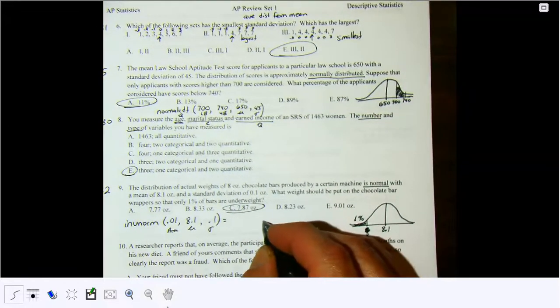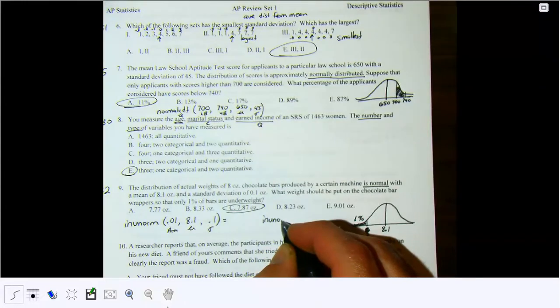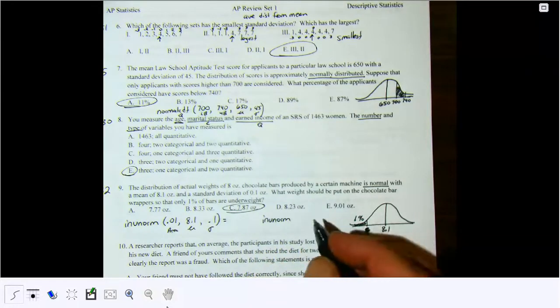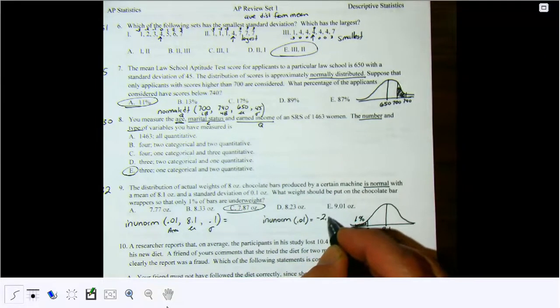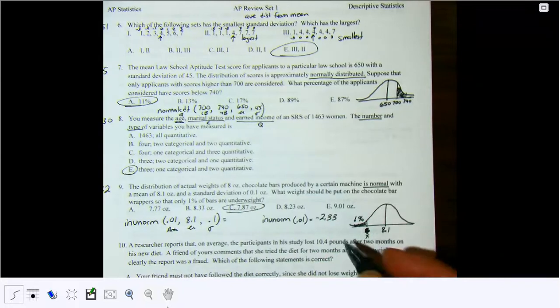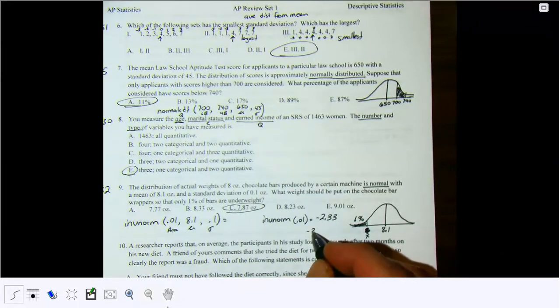Now, if we're doing this a different way, we would do an inverse norm of 0.01 to get a z-score. That'd give me a negative 2.33. And then we'd have to use the z-score formula. Negative 2.33 is equal to the observed minus the expected divided by my standard deviation. And then algebra is for the win. But that's how we're going to do that by hand, if we needed to do that by hand.